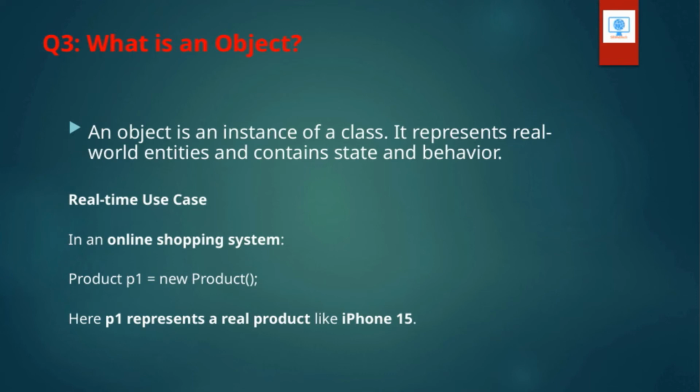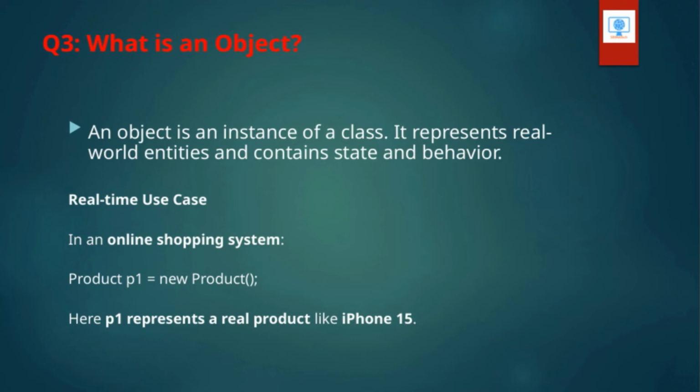When we create p1, we're giving it its own specific data and behaviors, which means it has a state, like its price, color, or model, and behaviors, like being able to ship or display details. Now, to connect this to real-time use cases, imagine you're shopping online. When you add a product to your cart, what you're really doing is creating an object, say p1, that holds all the information about that specific product.